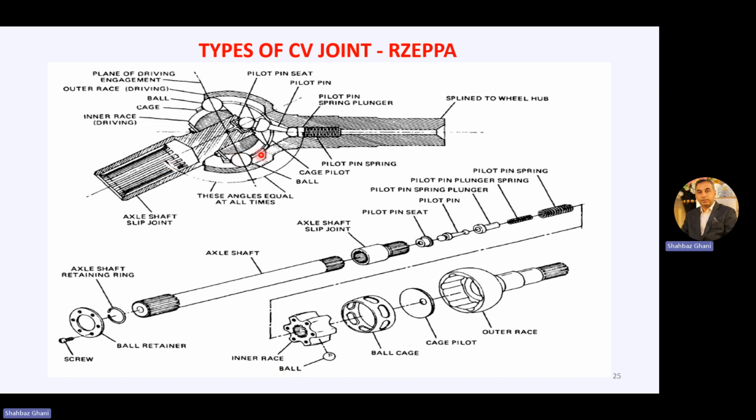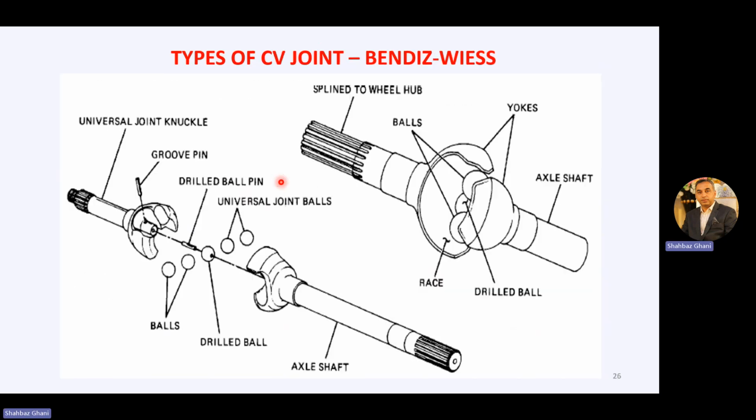So another illustrated view of this Rzeppa joint. Ball arrangement, inner cage, then outer race, and then this is the assembly part. Then next is the Bendix-Weiss.